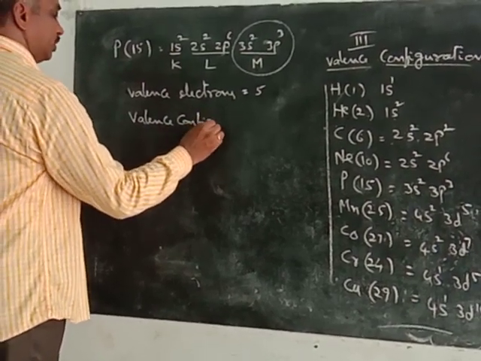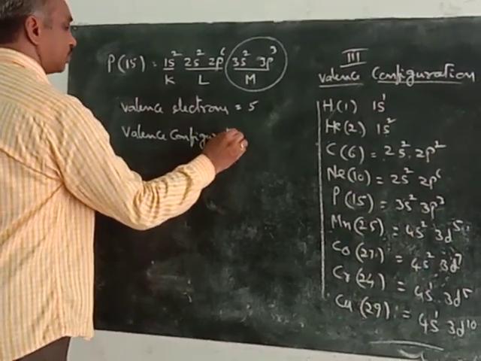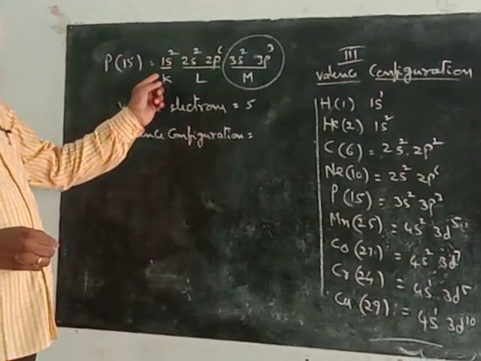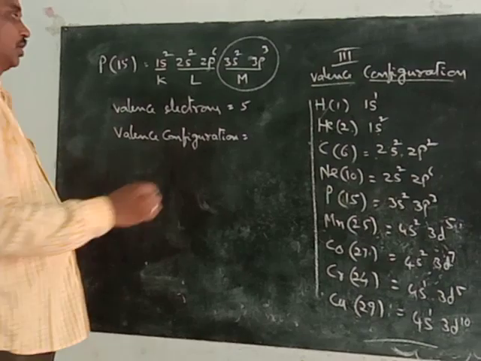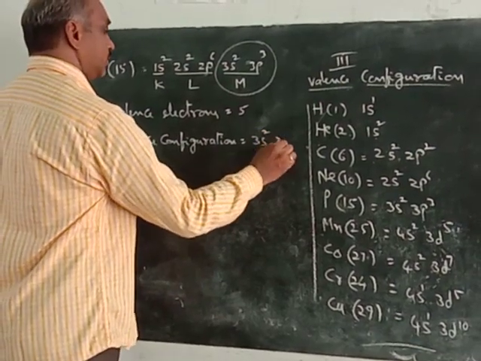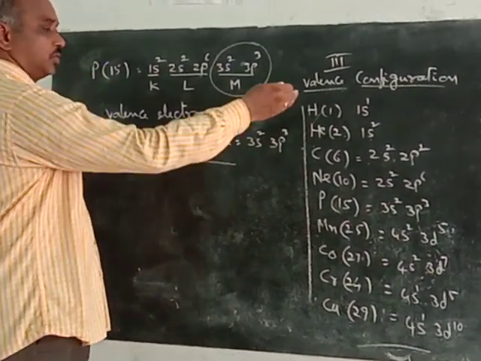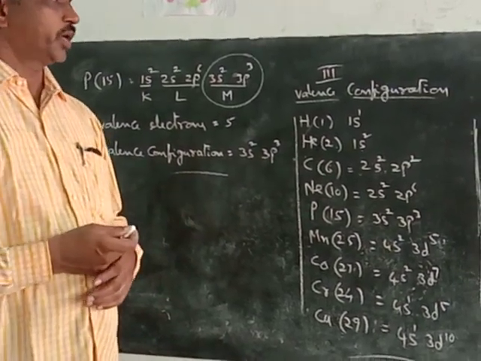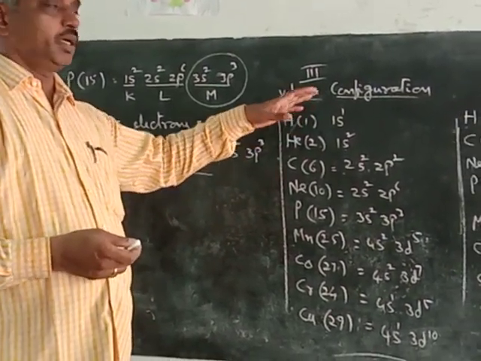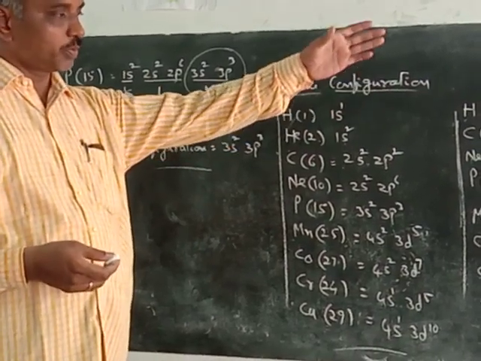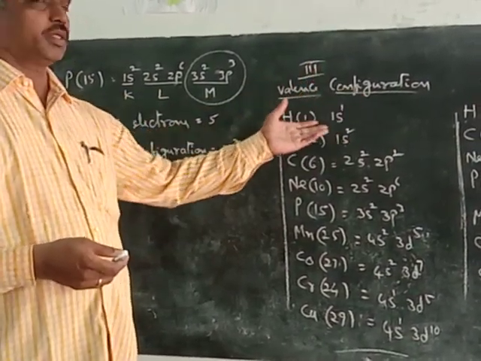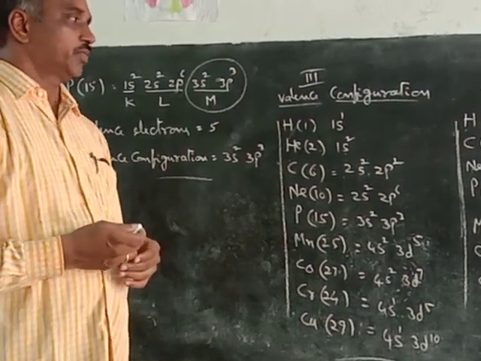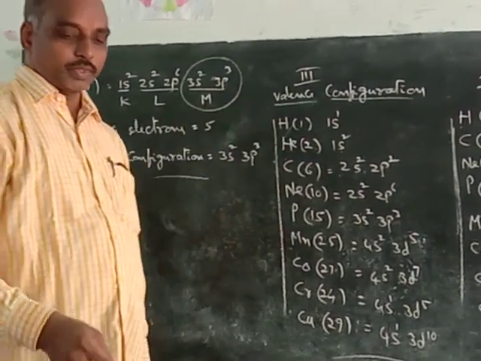Valence configuration means the configuration of the last orbit. Here the last orbit is the M shell, so 3s2, 3p3. Otherwise, you can follow this method. This is how to write the electron configuration of all the elements. I am not explaining up to 30 here. By using this method, you can write the electron configuration of elements 1 to 30 in three methods.